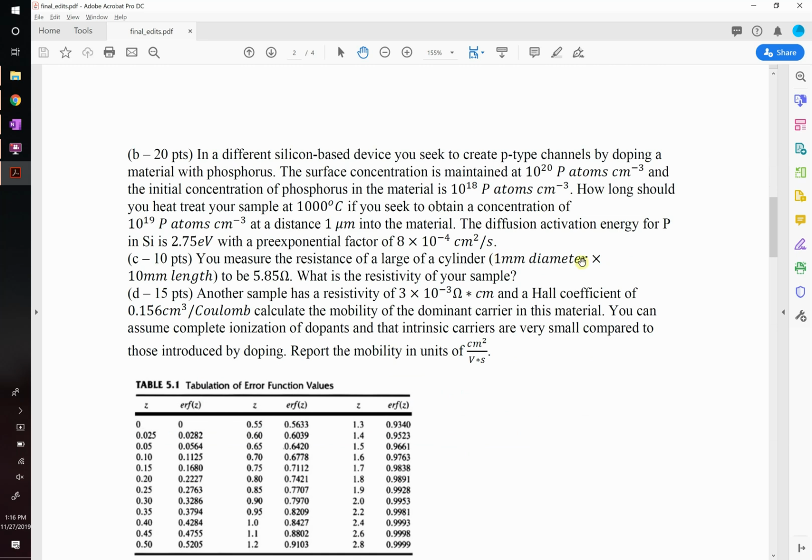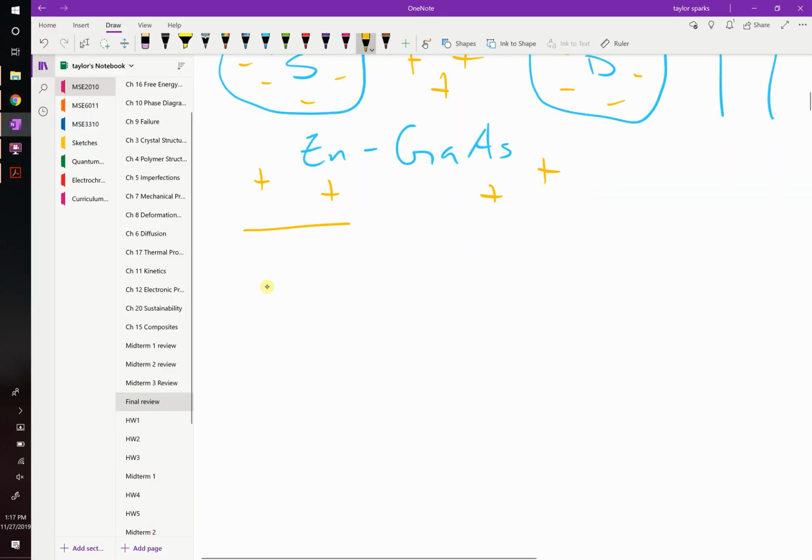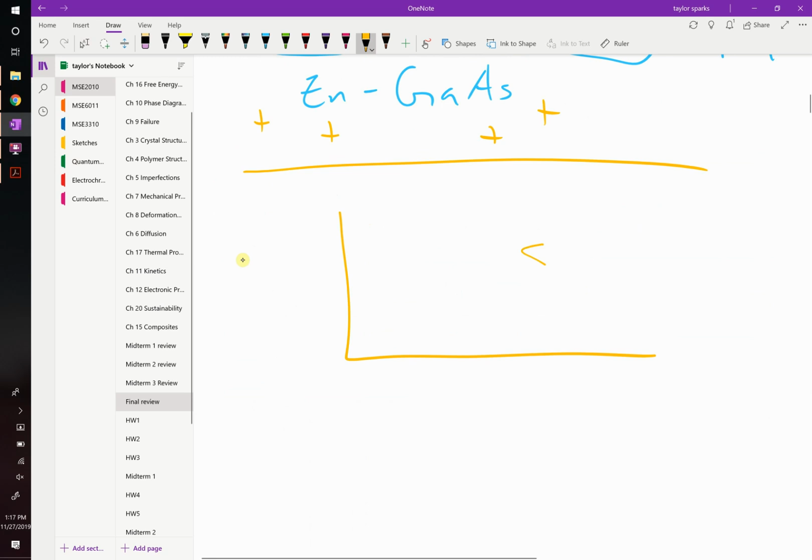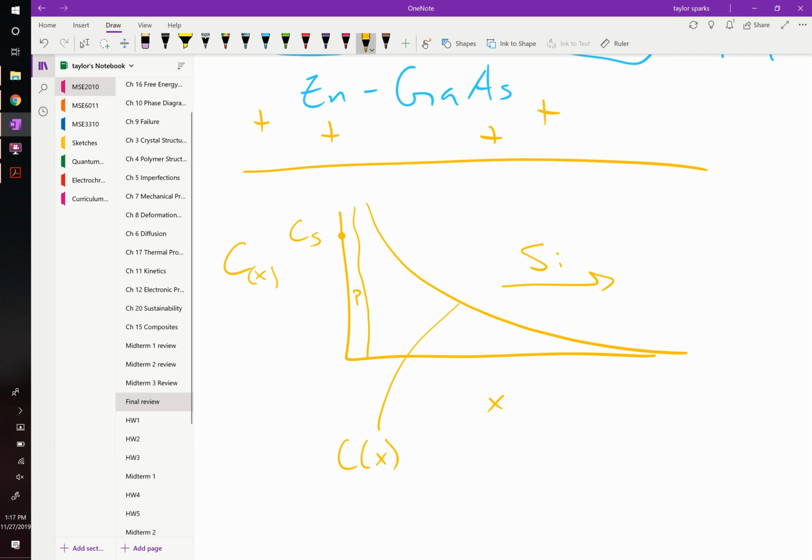It says the surface concentration is maintained at 10 to the 20th phosphorus atoms per centimeter cubed. So we paint the surface with phosphorus, and we say that it's maintained. We're assuming that as you dope this thing, you're driving atoms into it. If you looked at the bulk of this semiconductor, this is silicon, going into the material this way. But at the surface, we're going to paint phosphorus atoms at it. So if we plotted the concentration as a function of x over here, at the surface we would have some concentration. We call that our surface concentration. Then x, and we can get a line for what concentration will do as a function of x over time.